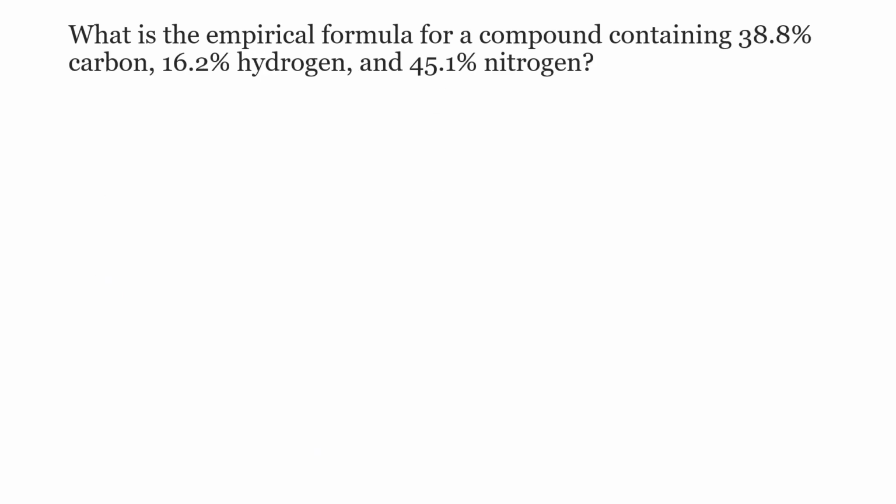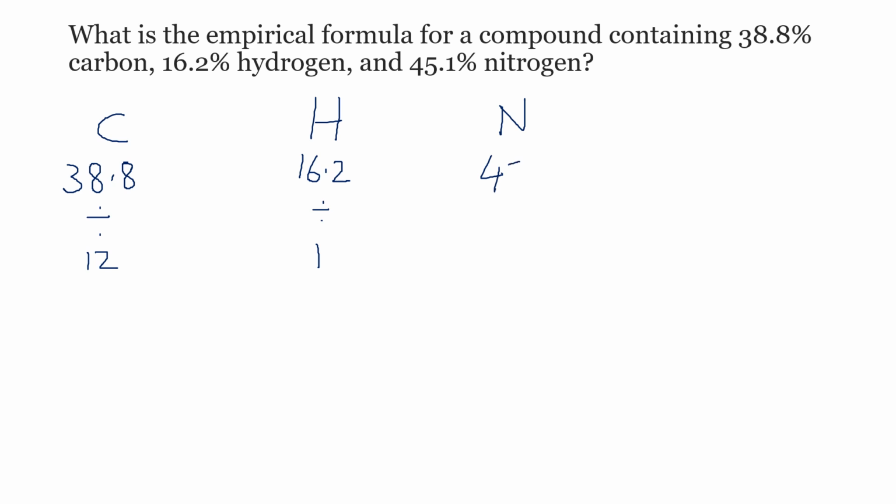And then lastly for this video, what is the empirical formula for a compound containing 38.8% carbon, 16.2% hydrogen, and 45.1% nitrogen? Okay, so you do the carbon in one column, 38.8 divided by 12. For the hydrogen, 16.2 divided by 1. And for the nitrogen, 45.1 divided by 14.